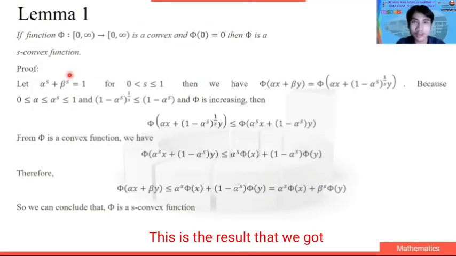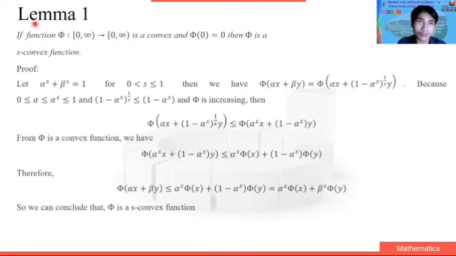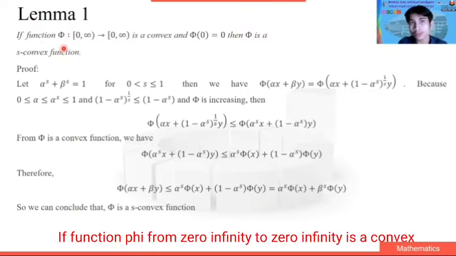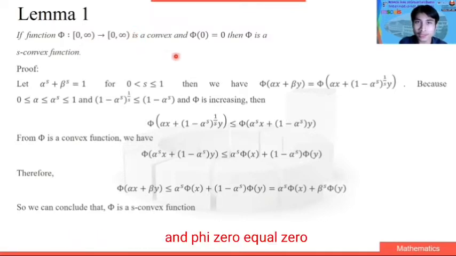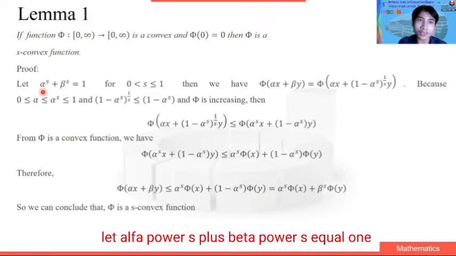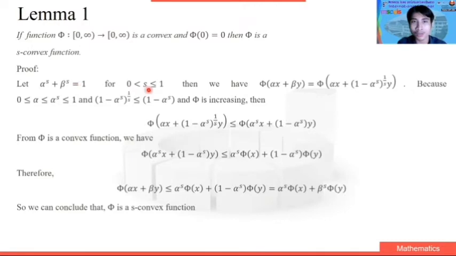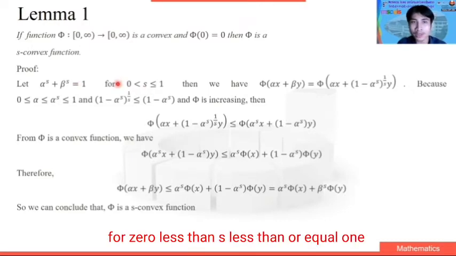This is the result that we got. Lemma 1. If function phi from 0 to infinity to 0 to infinity is convex and phi(0) equal to 0, then phi is an S-convex function. To prove this lemma, let alpha to the power s plus beta to the power s equal 1 for 0 less than s less than or equal to 1.